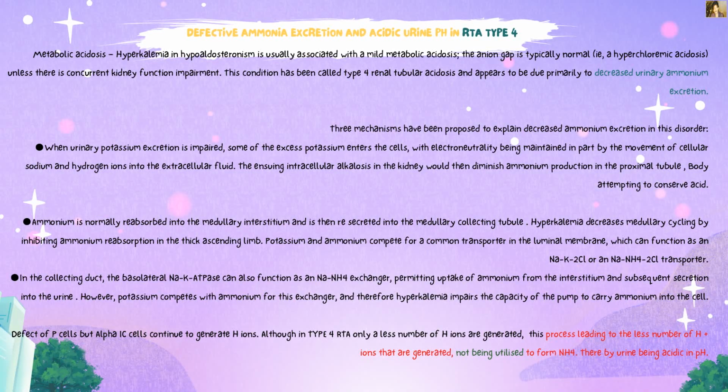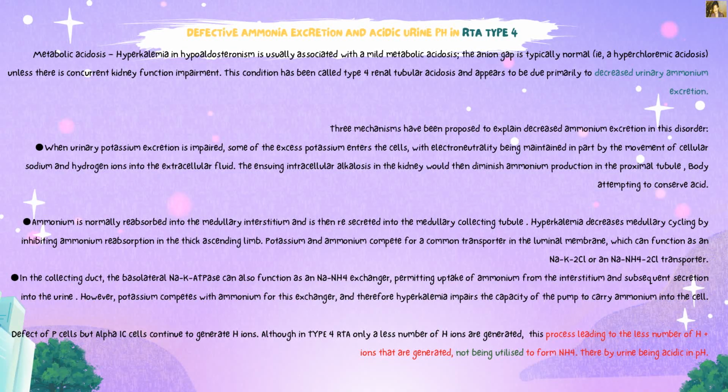How does that happen, and how does this cause a lower urinary pH? Okay, it's important to understand that although there is a principal cell defect in secreting hydrogen ions, the alpha intercalated cells are intact and they continue to generate and secrete hydrogen ions. So although type 4 RTA has a lesser number of hydrogen ions being generated and secreted, it is still available to acidify the urine to a pH less than 5.5.